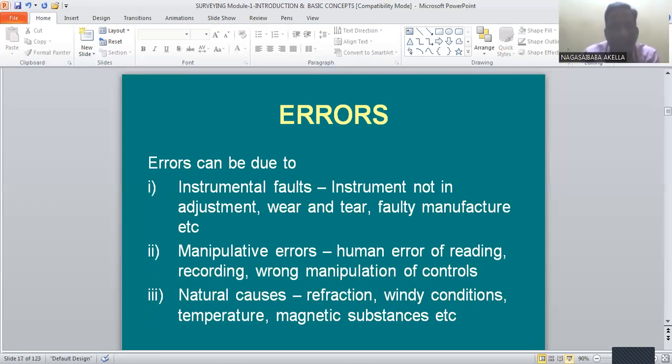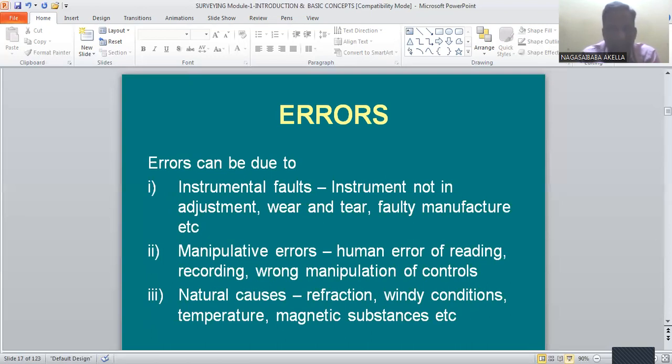So what are the errors? Errors may be of three types. For any instrument, the errors can be of three types. First one is instrumental error. Second one is personal error. Third one is natural error.